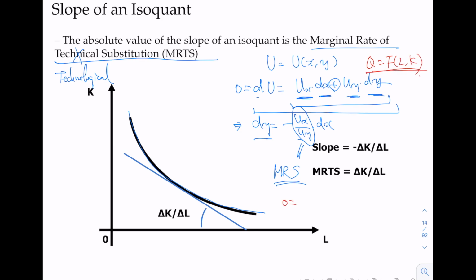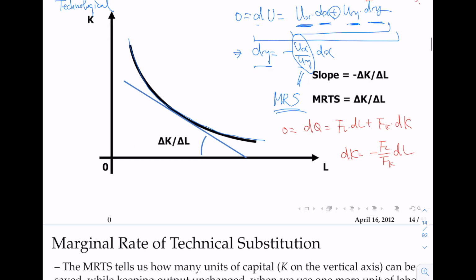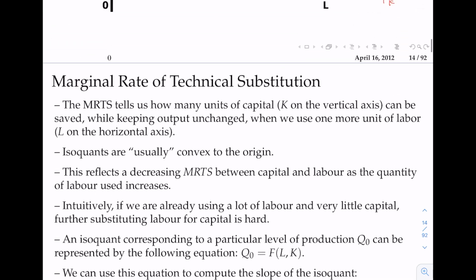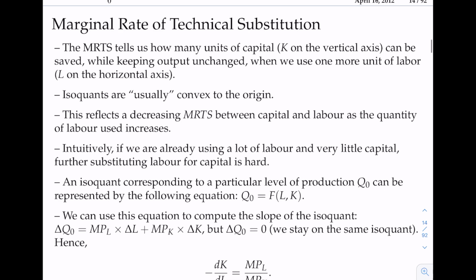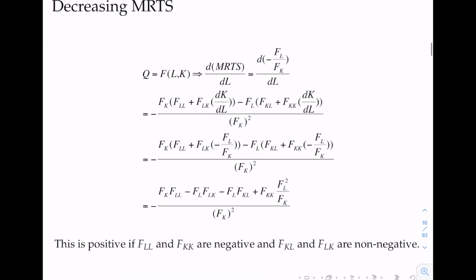So dQ should be f_L times dL plus f_K times dK, right? All the intuitions are exactly the same as in the consumer theory, so I don't have to explain anything at all. It's all the same thing, okay? If you study the consumer theory well enough, there's really nothing more to say about it. This is just what I just explained.